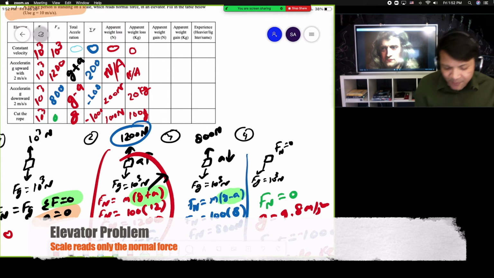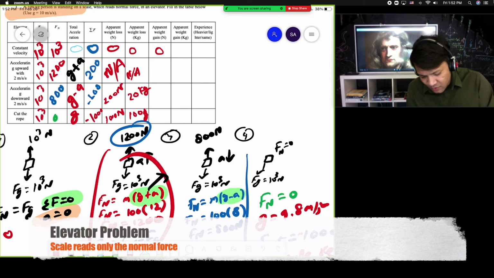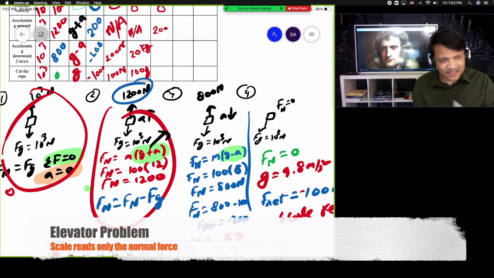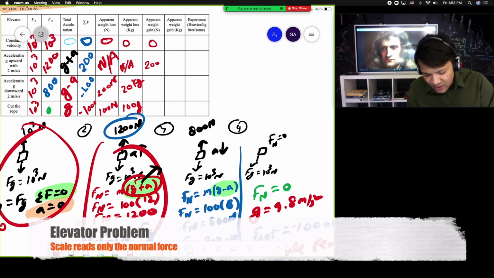All right, now apparent weight gain. Apparent weight gain is 0. Why is apparent weight gain 0? Because the net force is 0. Apparent weight gain over here, in Newton, is 200 Newton. Why? Well, it's because the person is accelerating up and there is a total acceleration of 12. That's why. Apparent weight loss, there is no apparent weight loss.